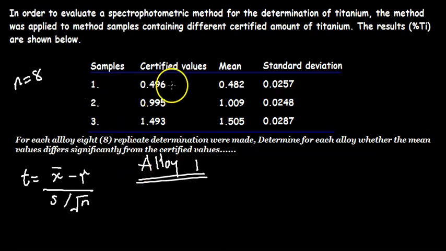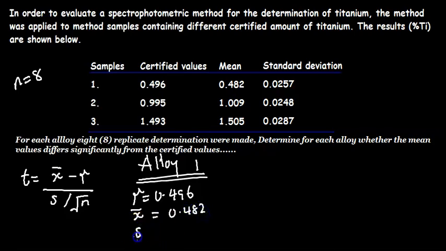In this case, we have the certified value, which is 0.496. That is our mu, which is 0.496. We are given x bar, which is our mean. If we check, our mean is 0.482, and the standard deviation is 0.0257. We are given n, the number of replicates, to be 8. In this case, we are going to substitute everything into this formula.